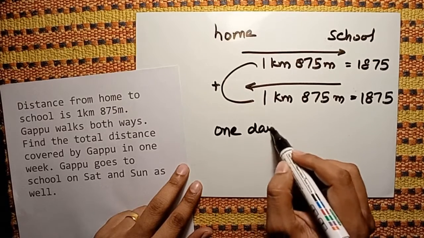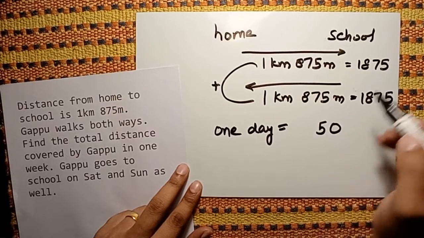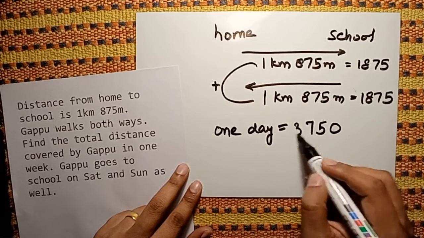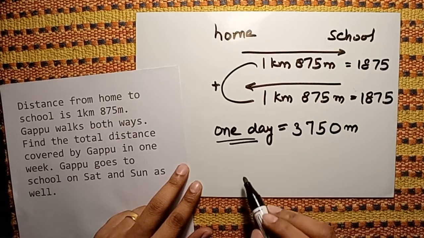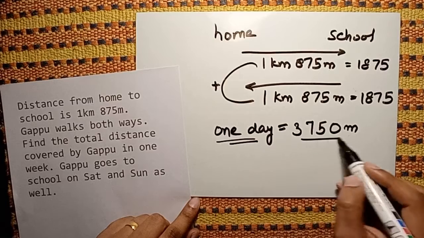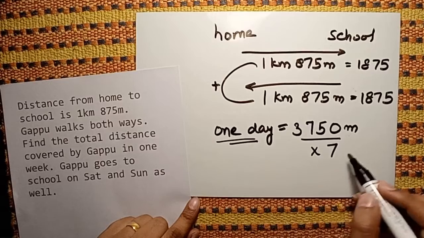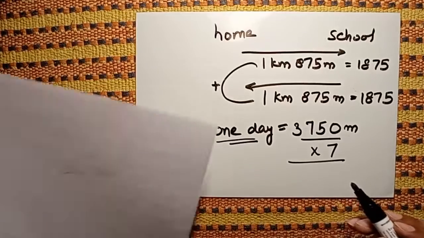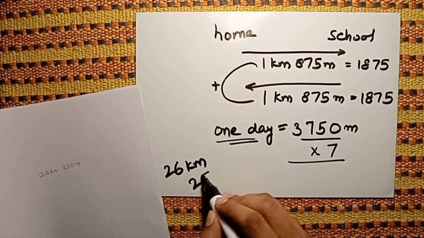So the distance covered in 1 day is: 5 plus 5, 7 plus 7, 8 plus 8 is 16, 17, so 3750 meters. Now this is the distance covered in 1 day. Now it is a matter of simply multiplying this number by 7. Why 7? Because in a week there are 7 days. So do that. The answer should be 26 kilometers 250 meters.